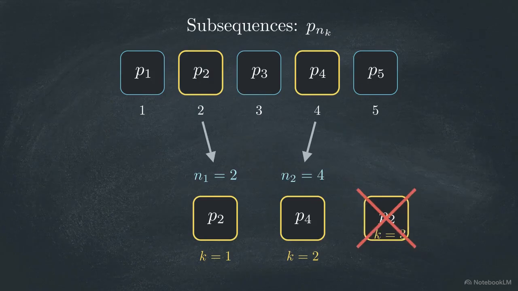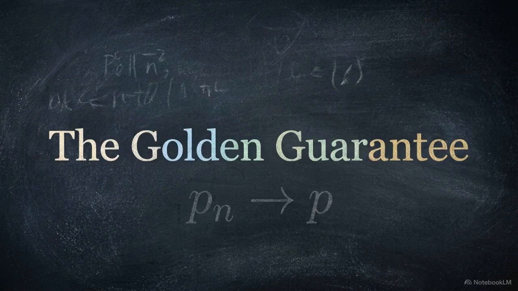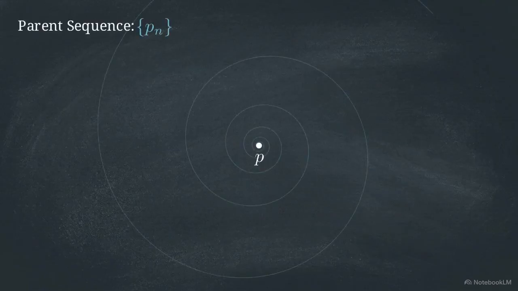Because our n indices must strictly increase, we can skip elements, but we can never reverse direction. If you select the fourth term, you cannot go back and select the second. This leads to a strict mathematical guarantee. If a parent sequence converges to a limit p, every extracted subsequence must also converge to that exact same limit p. We can see why visually.